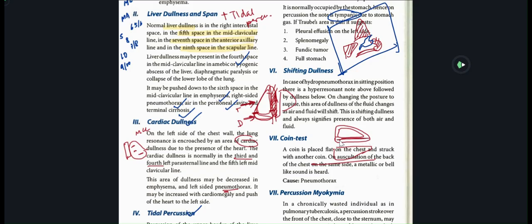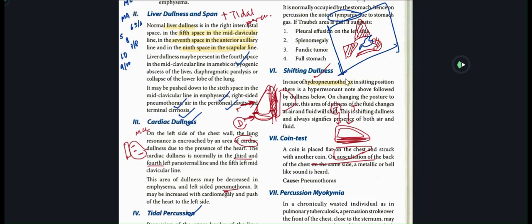This is the fluid. And now again, in the axillary area, when you percuss, what happens? This is going to be normal or it's going to be tympanic. This is also going to become tympanic. So the area which was dull on sitting became tympanic on lying down. This particular phenomenon is called the shifting dullness and helps you to demonstrate the presence of hydropneumothorax.